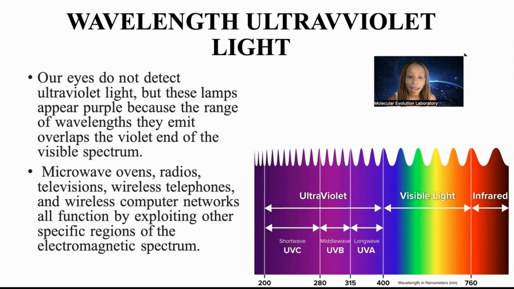Microwave ovens, radios, televisions, wireless telephones, and wireless computer networks all function by exploiting other specific regions of the electromagnetic spectrum. So as we've said before, the visible light that we see, for example, from incandescent light is emitted because it is next to the infrared.